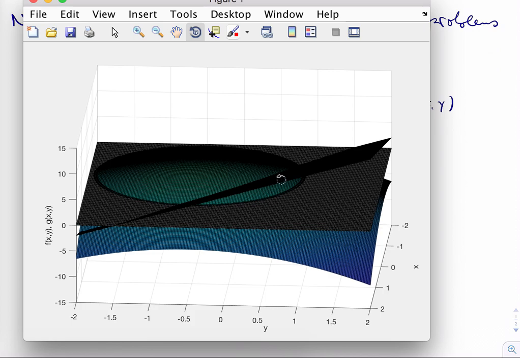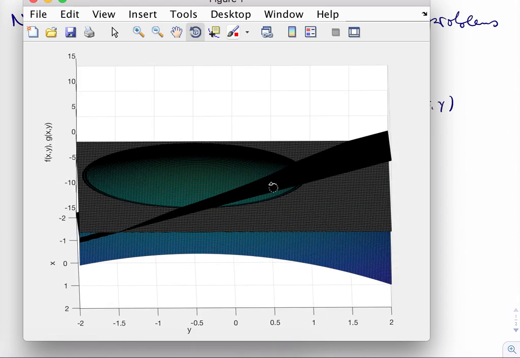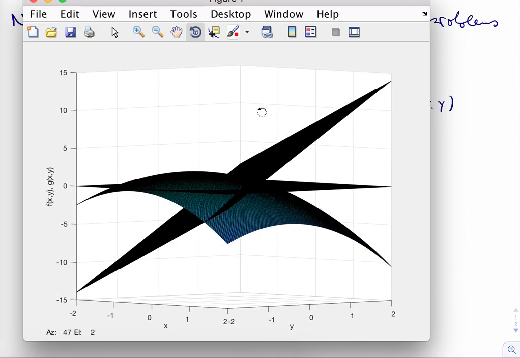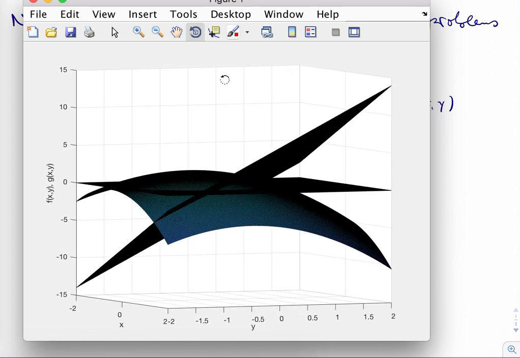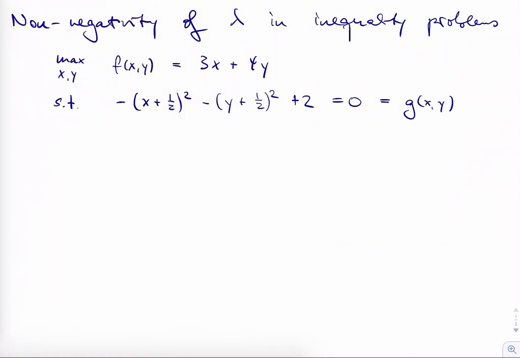And in that point, we're going to have a gradient for g, for the constraint function, which is the paraboloid pointing in that direction, and a gradient for the objective function, which is this plane here pointing in that direction. So they're not going to point in the same direction, but they're going to point in exactly opposite directions. This is going to be the result of the Lagrange multiplier theorem. So let's confirm this analytically.